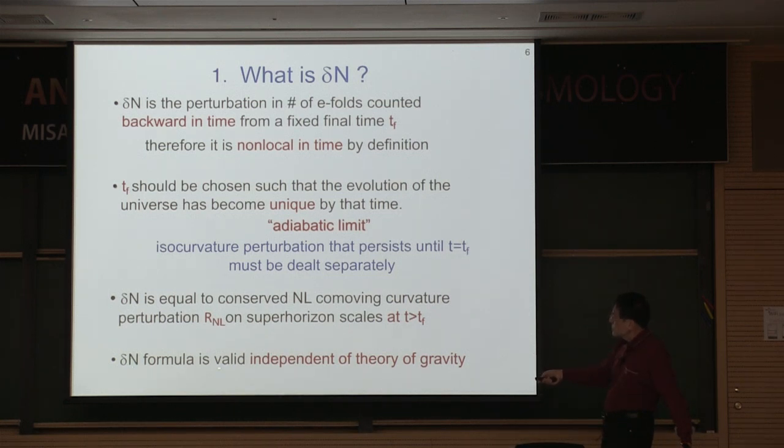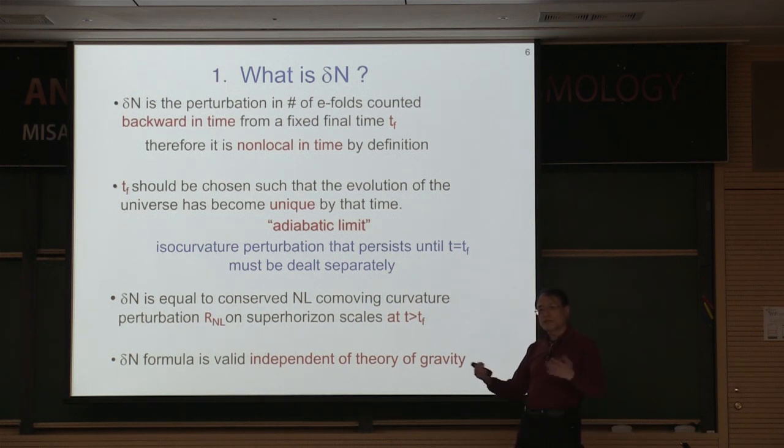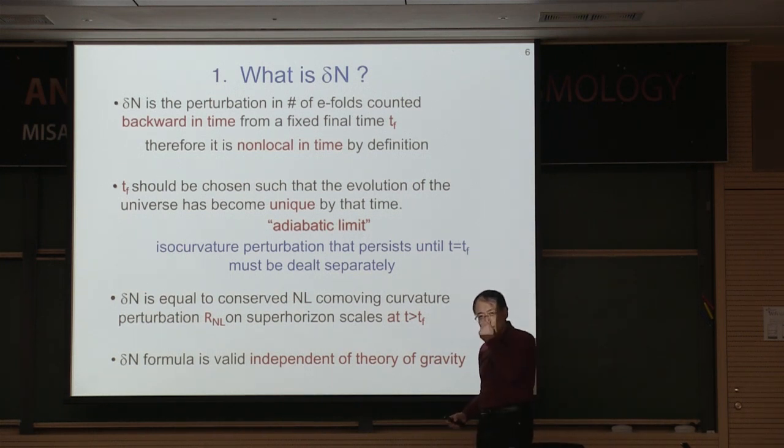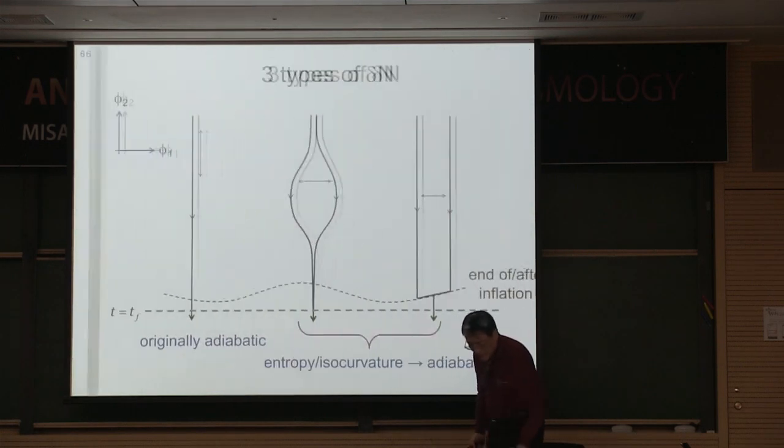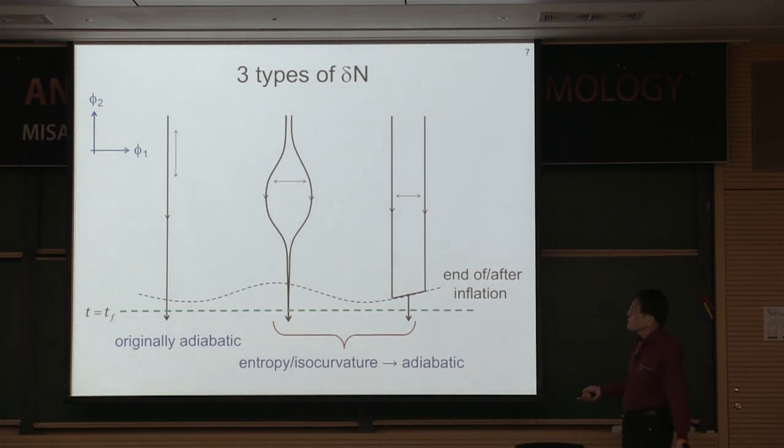And the important point is that this is essentially independent of the theory of gravity, as long as the theory of gravity is described in terms of a metric and our universe is expanding. If it is contracting, there are small problems sometimes, but even in a contracting universe, by the way, if you are careful enough, you can actually use this. Anyway, so essentially there are three types of delta N. Let's say this is the final time where you observe the curvature perturbation, and beyond which those curvature perturbations will be constant even at the nonlinear level. And this is the conservation we have just seen in the linear case.